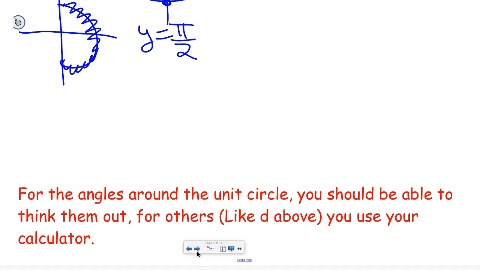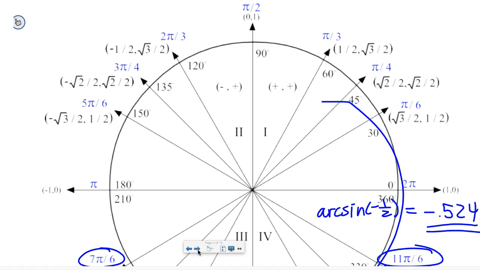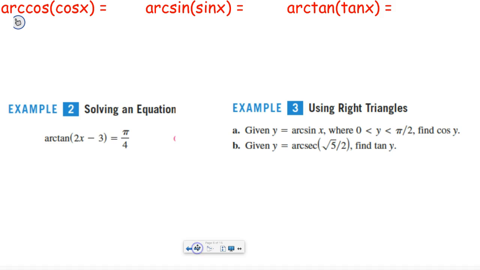Just make sure you don't leave the domains. Try not to use your unit circle. And then the next part is some solving. So I already told you these are inverse functions. This is like me saying square the square root, add and then subtract, integrate and then derive. Inverse functions undo each other, so each one of these is x. And we're going to use them a lot.